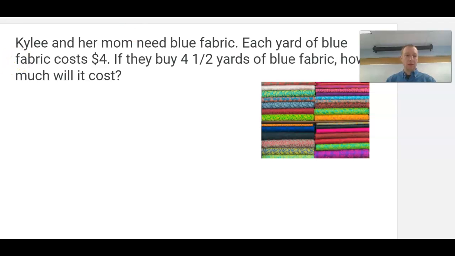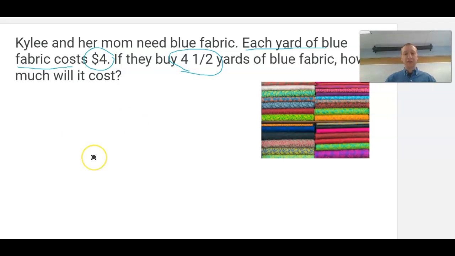All right, let's look at this one. So here we got Kylie and her mom. Kylie and her mom need blue fabric. Each yard of blue fabric costs $4. So that's each yard of blue fabric is $4. If they buy 4.5 yards of blue fabric, how much will it cost?